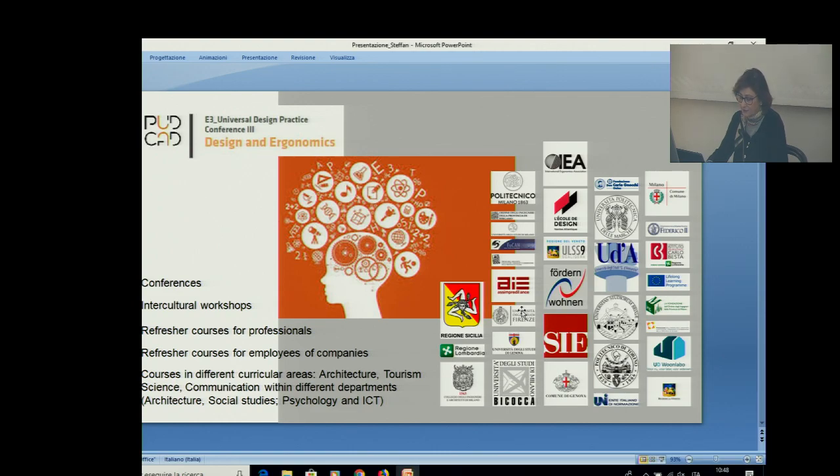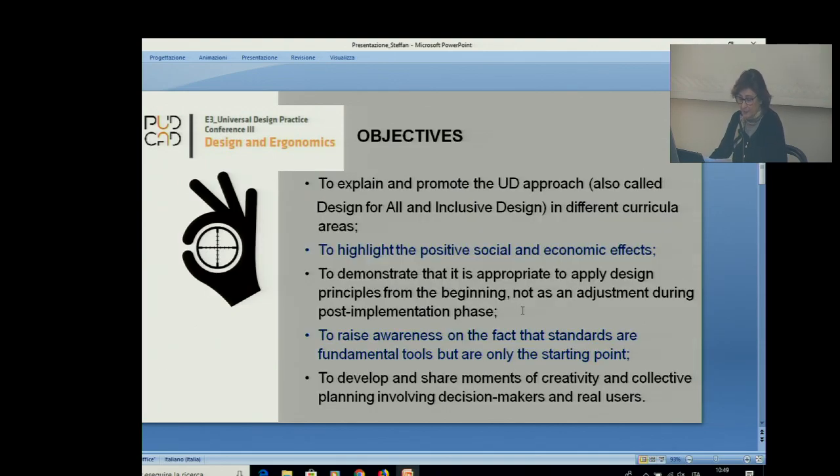This presentation is a summary of a comparison of a range of educational experiences of some courses in different curricular areas: architecture, tourism science, communication, within different departments: architecture, social studies, psychology, and ICT, as well as some intercultural workshops and refresher courses for professionals and employees of companies by different universities and institutions in different towns and countries.